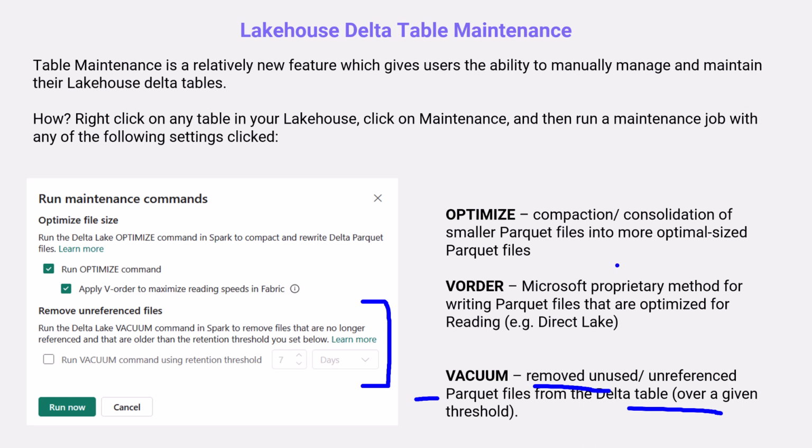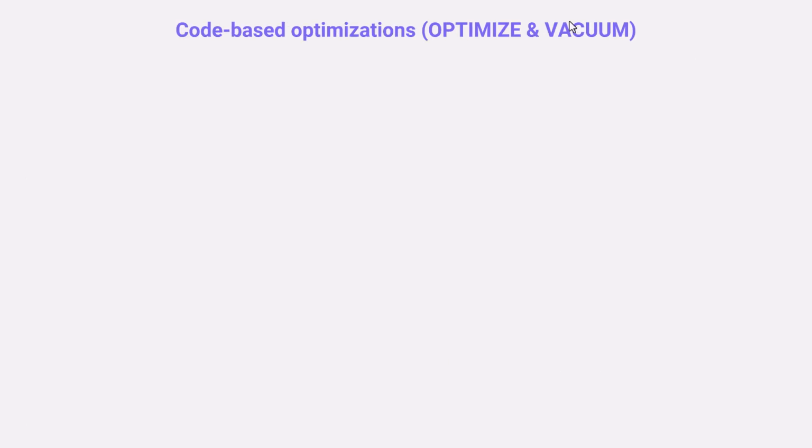We can change the number of days, what's called the retention threshold here. Here it's 7 days, but we can update that to a maximum of 30 days. What that's going to do, if we run this vacuum with a retention threshold of 7 days, any unreferenced Parquet files that are older than 7 days, it's going to remove them from that Delta table. This is going to free up space, but it's going to prevent you from performing Delta time travel on that table going back more than 7 days in the past. So that's the new UI-based optimization.